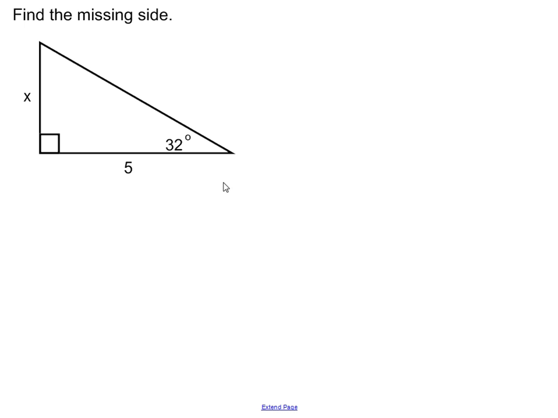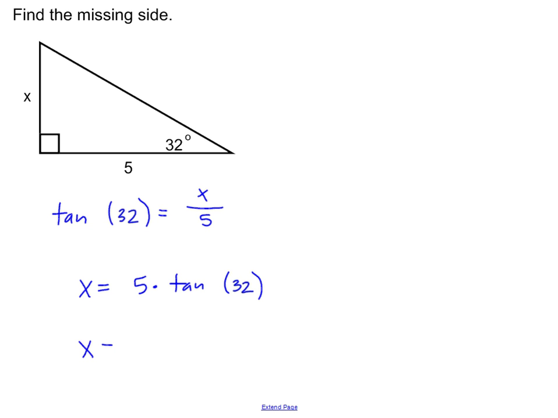Here's a problem that's very similar to the one we just did. So I'm going to set this up. When I look at my angle, they gave me opposite, and this time instead of hypotenuse, they gave me adjacent. So the trig function that I'm going to use is tangent. Tangent of my angle, 32, equals opposite over adjacent. So I'm going to multiply both sides by 5. And I get that x equals 5 times the tangent of 32. And then I'm going to enter that into my calculator, and rounded to the nearest tenth, I get that x is 3.1.